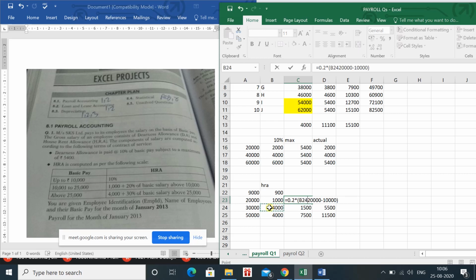Then the last condition, what is the last condition? That is related to above 25,000. So if your salary is 30,000, 4,000 will be given to you, plus 30% of the salary which is above 25,000. So if my salary is 30,000, how will I calculate the excess of 25,000? 30,000 minus 25,000, and 30% of that will be calculated. So 30% would be 1,500. So in total 5,500 I will receive as HRA if my salary is 30,000, right?